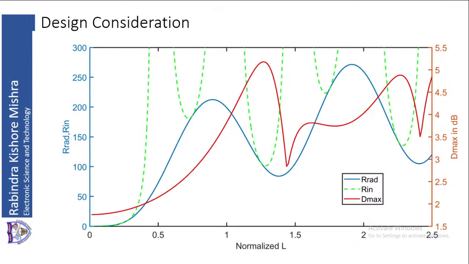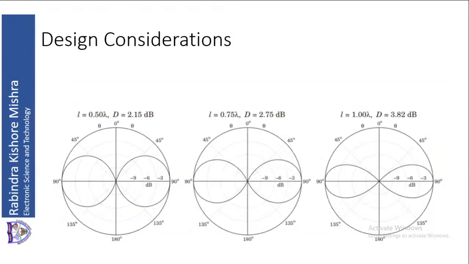Let us see another way of looking at this. When length is equal to 0.5 lambda, which means lambda by 2, you can see that we have a figure of 8 radiation pattern. D is equal to 2.15 dB. So that is the directivity.